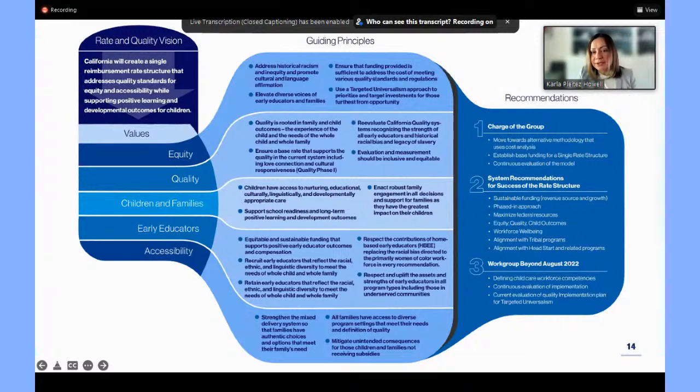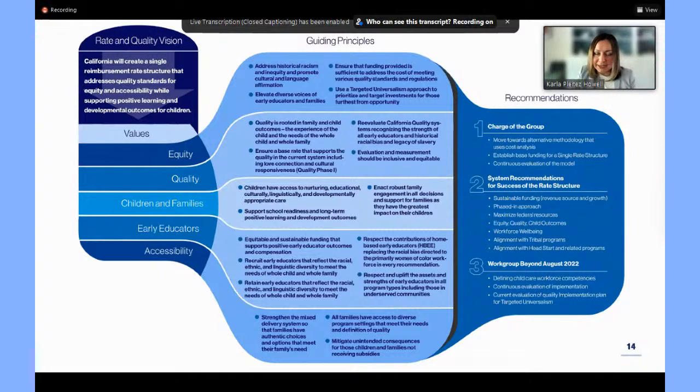So under 1, the charge of the group has been really clear that there is a recommendation for moving to an alternative methodology that uses a cost analysis. And that's been a lot of our discussions with P5 Fiscal Strategies. So that is the most important recommendation that this work group has called out. It's a pretty major system change. So we added that first.